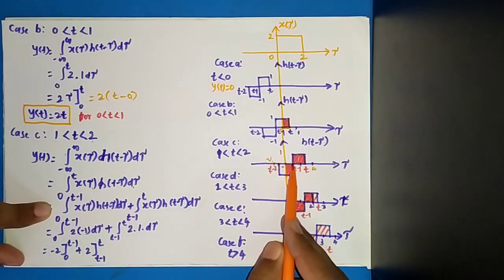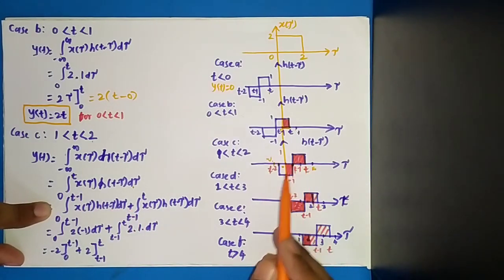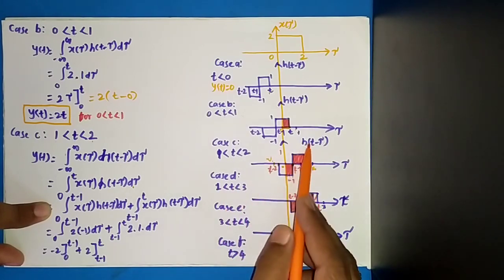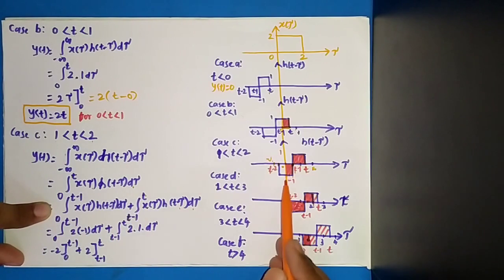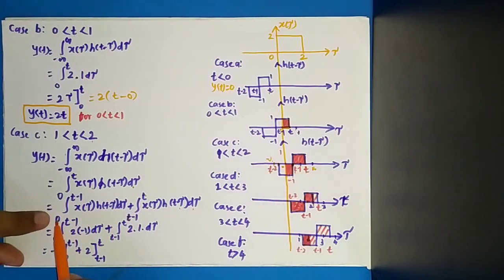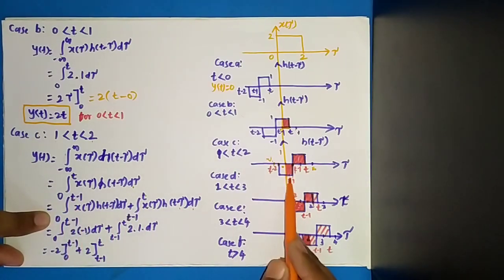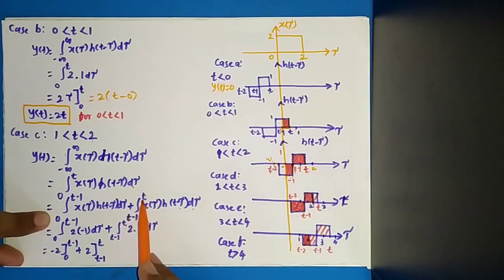This is t minus 1 point. From t minus 1 point to t there is a different amplitude of the h of t minus tau. That's why t minus 1 to t, x of tau h of t minus tau d tau. So like that we have divided our intervals. Okay, the limit of intervals we have to divide, because we have different amplitudes. So 0 to t minus 1 will be one and from t minus 1 to t will be the other. Okay, now substitute these values.